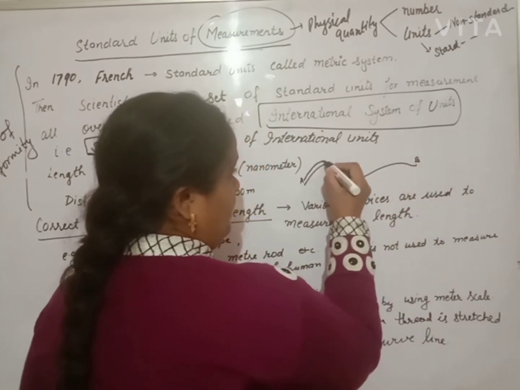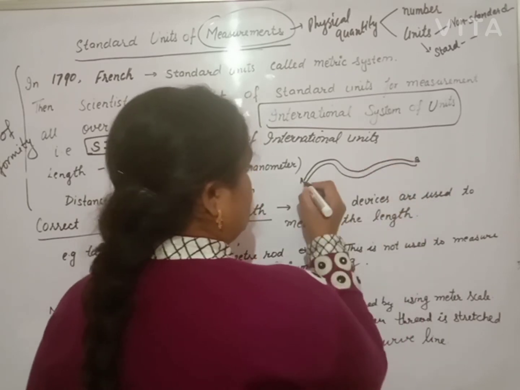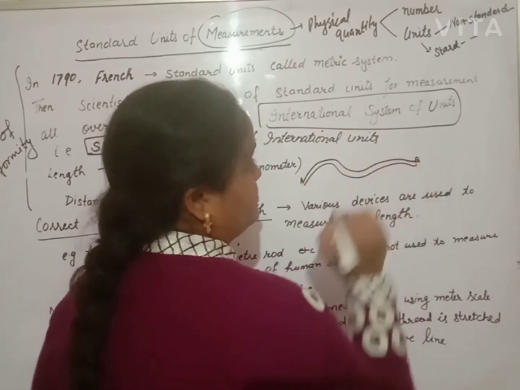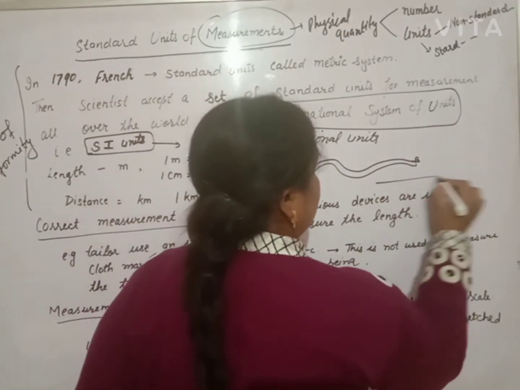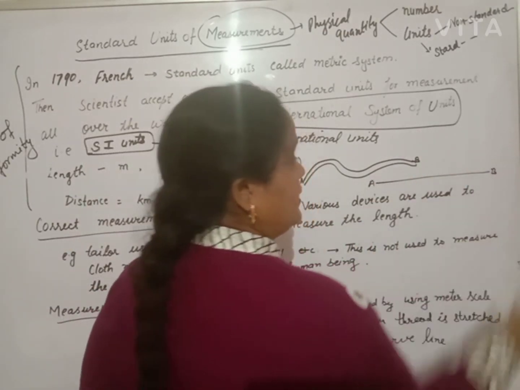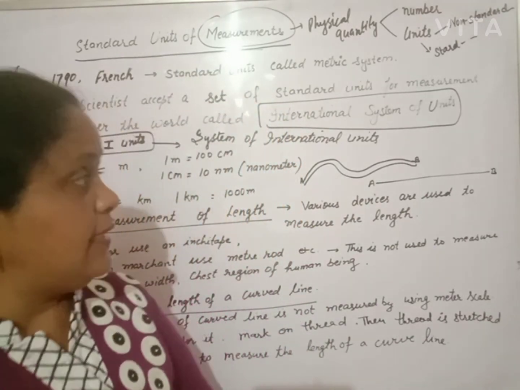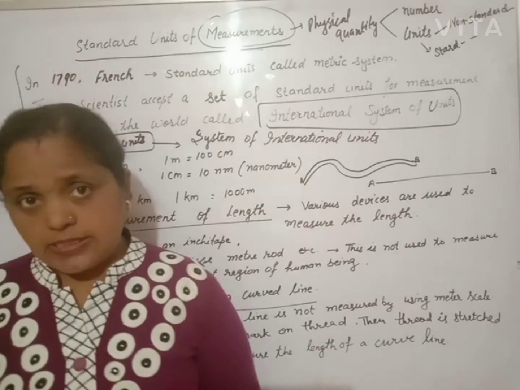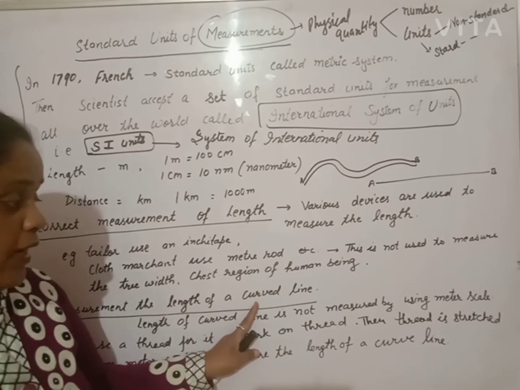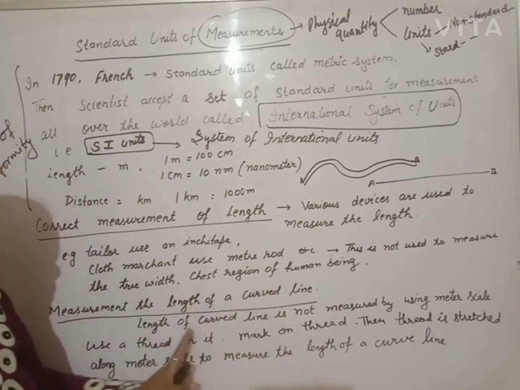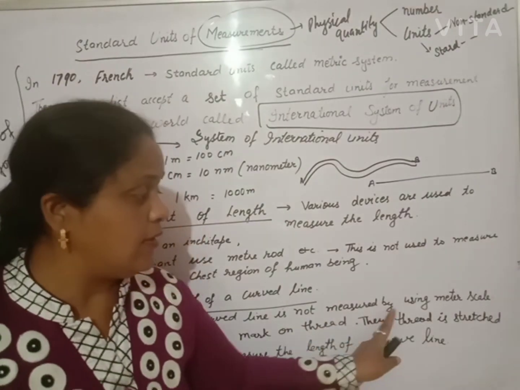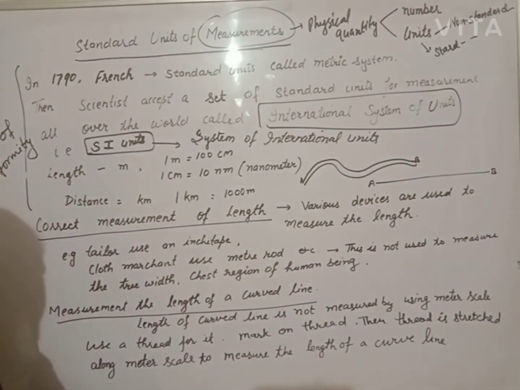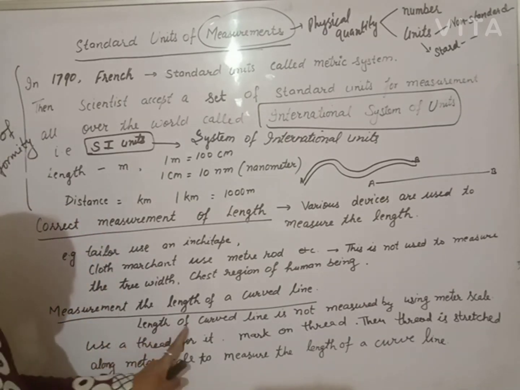The thread ends are A and B. The length of the thread is AB. Then stretch the thread and measure the length with the help of a tape, either inch tape or a scale. And we will measure the length of the curved line. Better, the length of a curved line is not measured using a metric scale, inch tape, metric rod or scale. To measure the length of a curved line, we will use a thread.